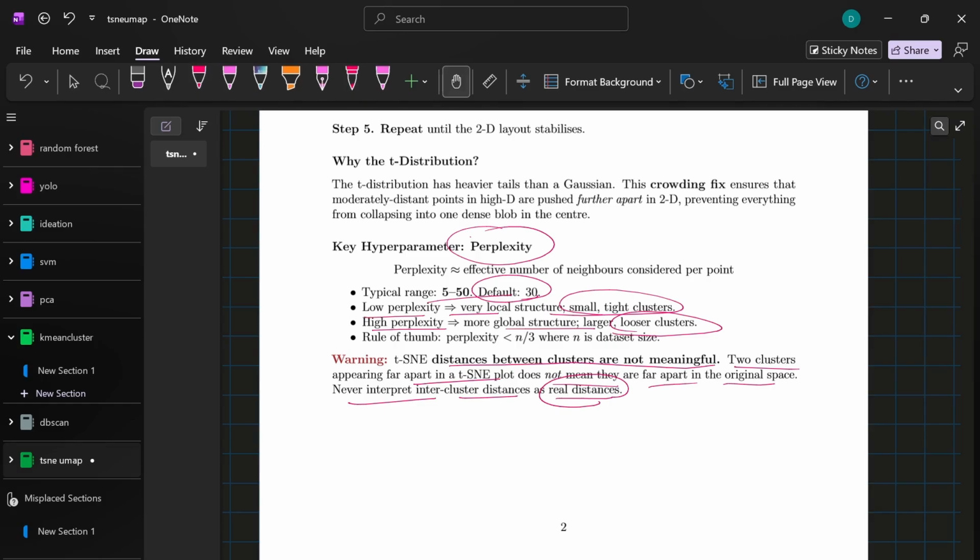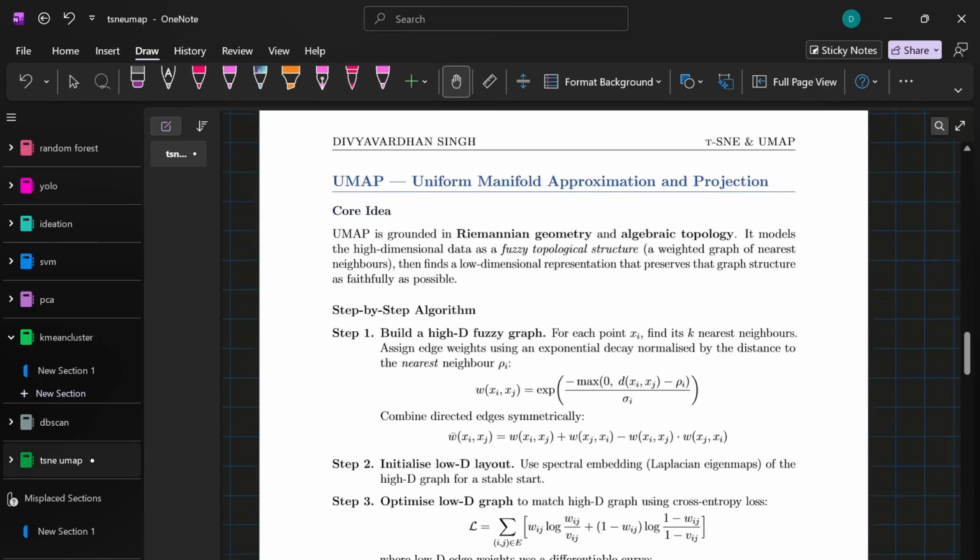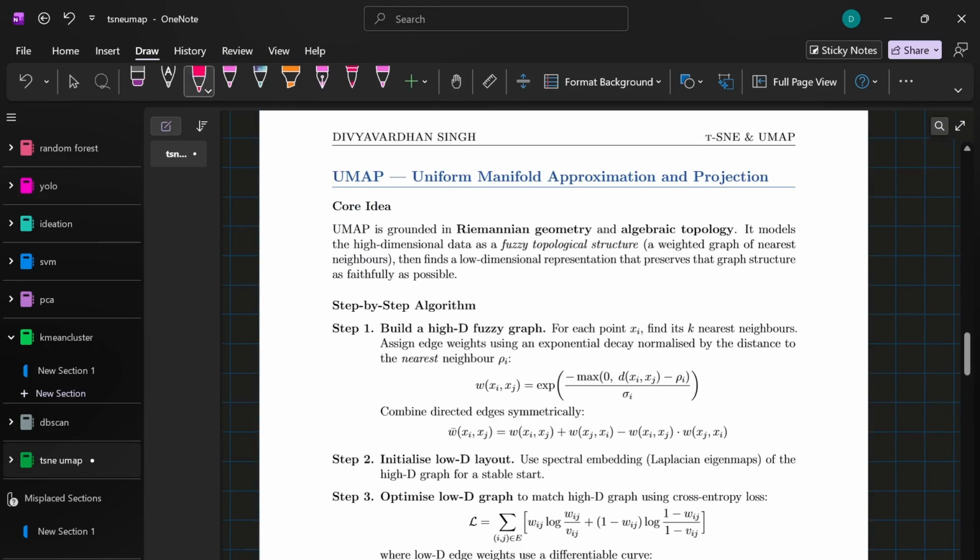Moving forward to section 2, UMAP, which was introduced in 2018, is a serious upgrade in many ways. While t-SNE works with probability distributions, UMAP is rooted in topology and Riemannian geometry. It models your data as a fuzzy weighted graph of nearest neighbor connections and finds a low-D layout that preserves that graph structure.